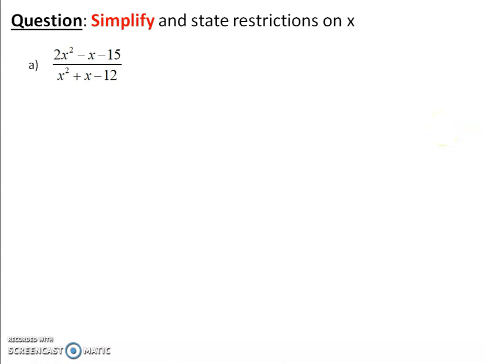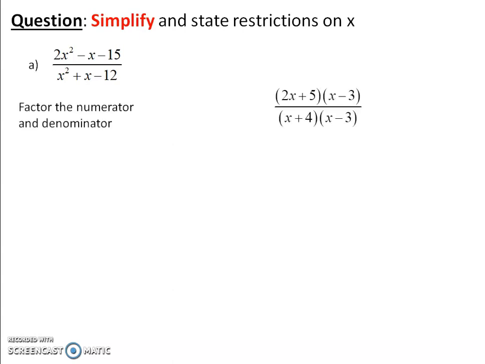So here's an example. How would I do this? Well, I would factor the numerator and the denominator. If you want some factoring practice and you want to pause the video and give it a try, go ahead. I'm going to skip ahead and factor both of those. So these factor in the following way. The numerator as 2x plus 5 and x minus 3. The denominator as x plus 4, x minus 3.